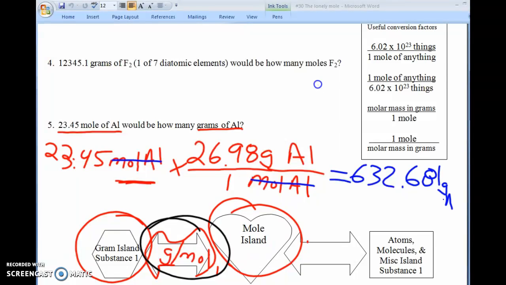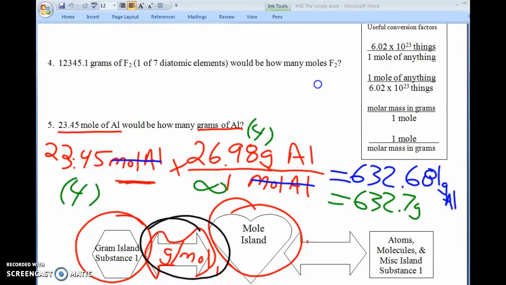grams of aluminum. But sig fig wise, we have to figure out what our correct number is. So here we have 4 significant digits. This 1 is infinite significant digits. This molar mass right here is 4 significant digits, so our answer can only have 4. So 632.7 grams of aluminum.